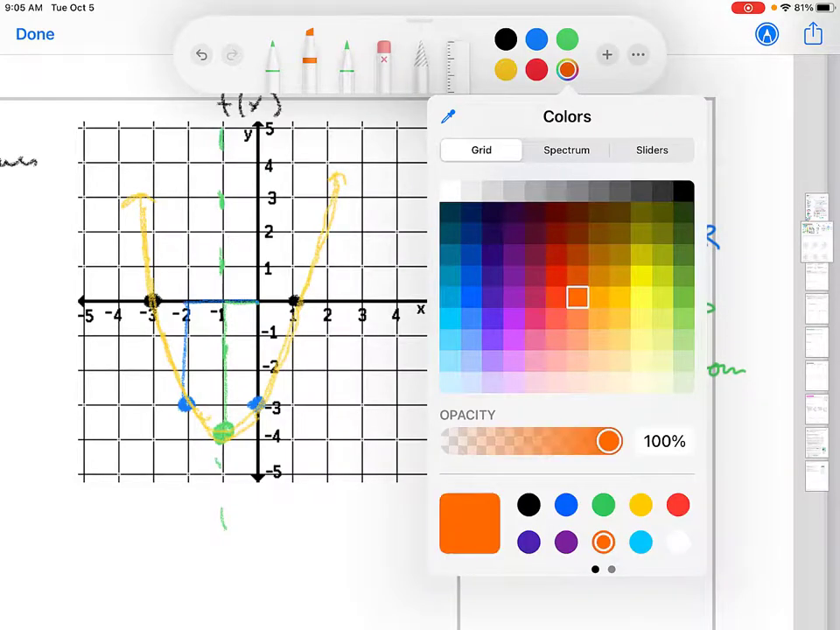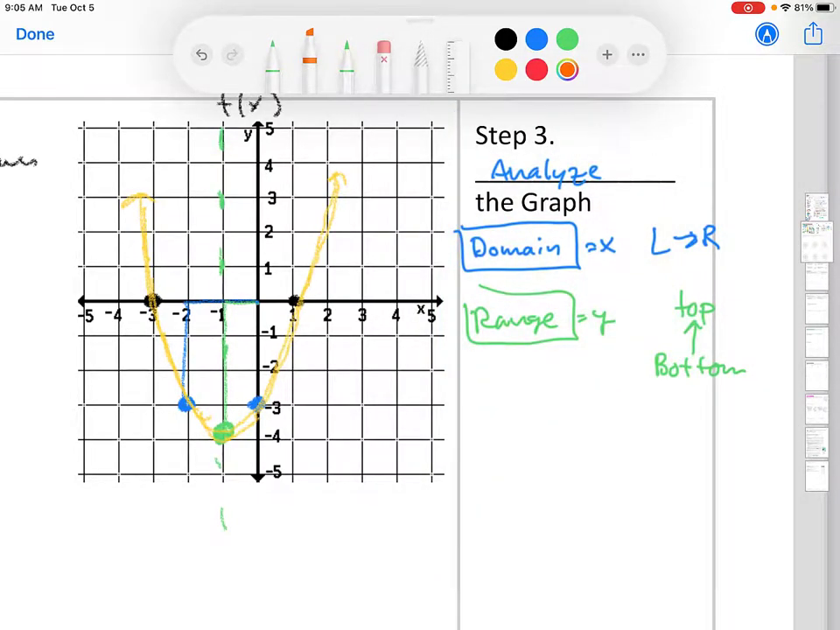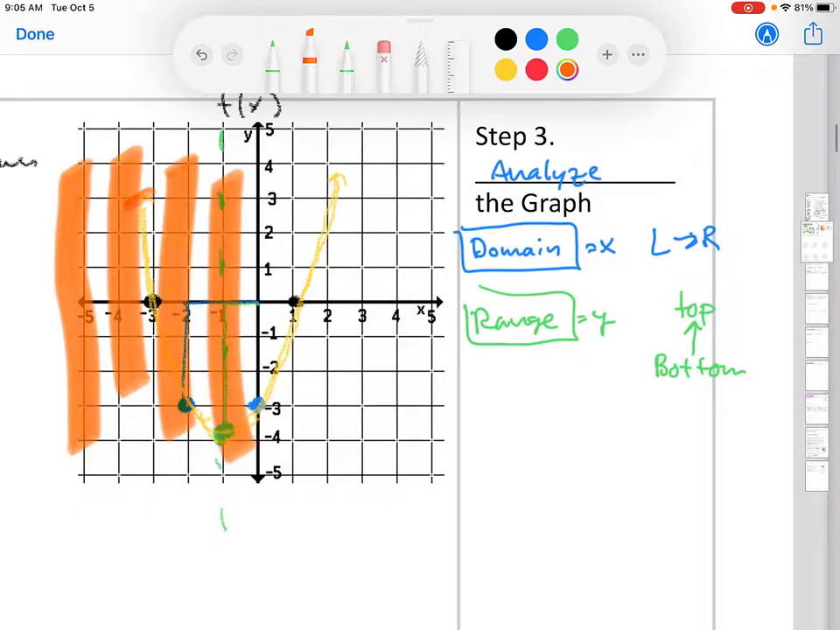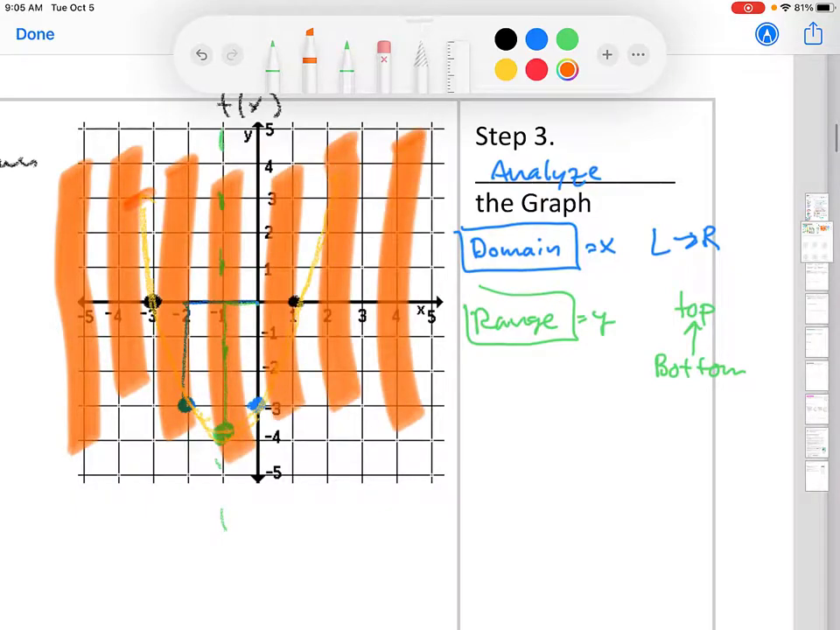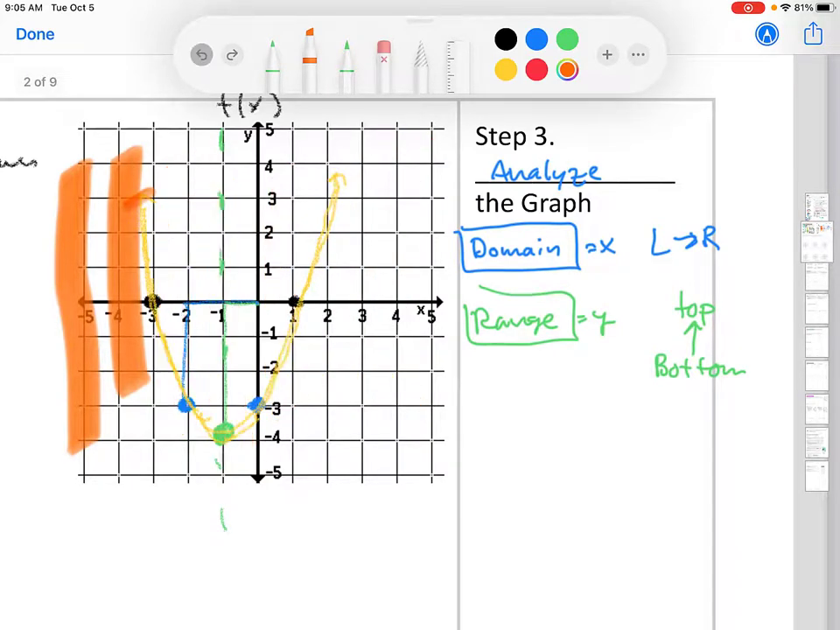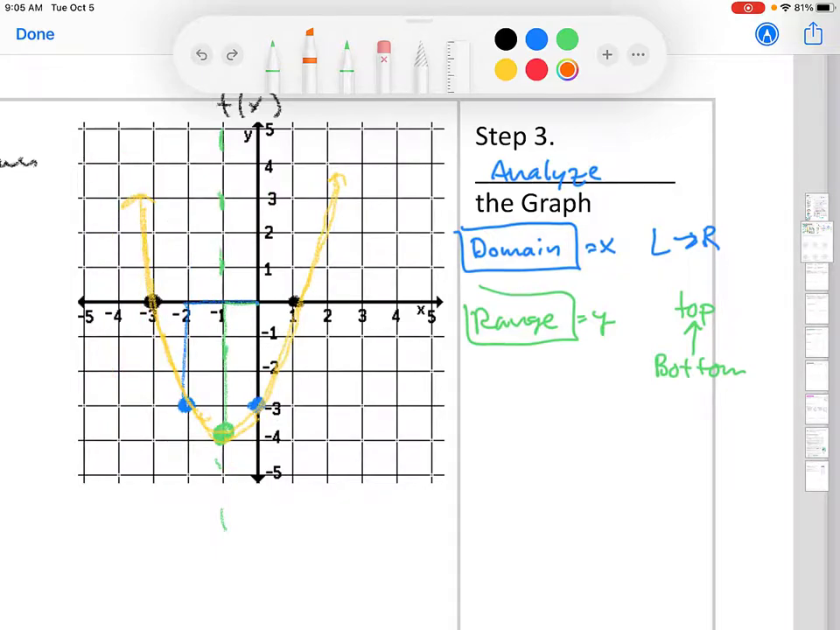Okay, so I'm going to use my highlighter. Let's pick a different color. Let's pick orange. And you're just looking, does the graph have it? Yes or no? Are there x values over here? The answer is yes. The reason why is that arrow will keep making the graph go up. So there are values there. Yes, yes, yes. Even over here, there are x values, or the graph is there because the arrow is going up. So basically you can pick what? All numbers.